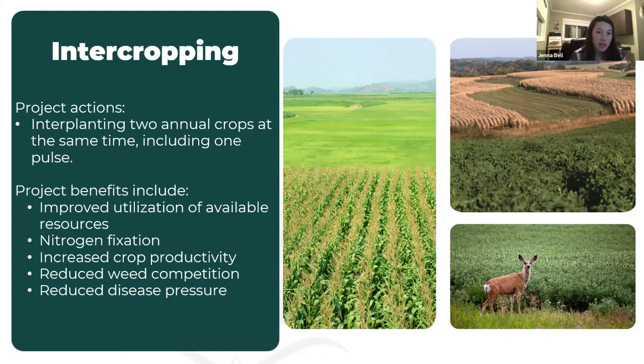So as long as you have the two annual crops and a pulse, RALP doesn't really care what you end up doing with it in the end, whether you want to use it for feed, or if you want to harvest it like a typical annual crop and then separate the seeds afterwards, that's fine as well. The project benefits for this one include improved utilization of available resources, nitrogen fixation from that pulse that you're going to include, increased crop productivity, reduced weed competition, and reduced disease pressure.